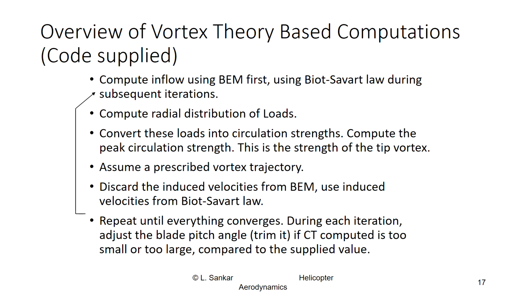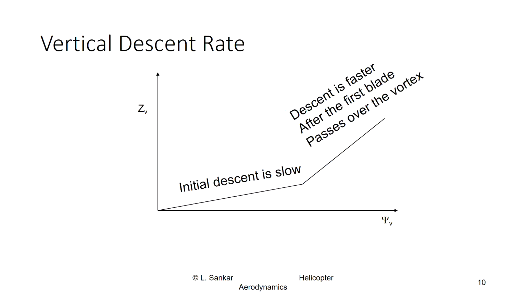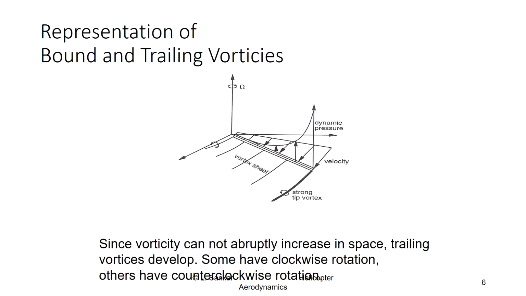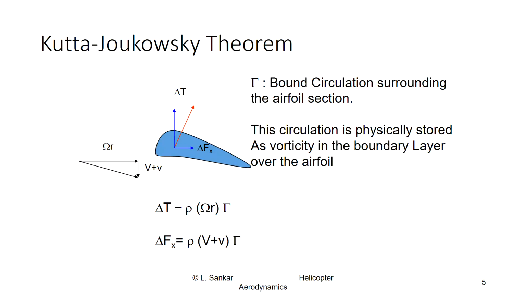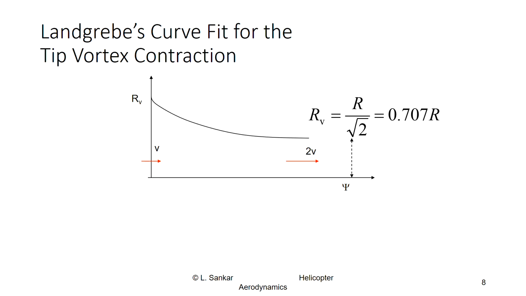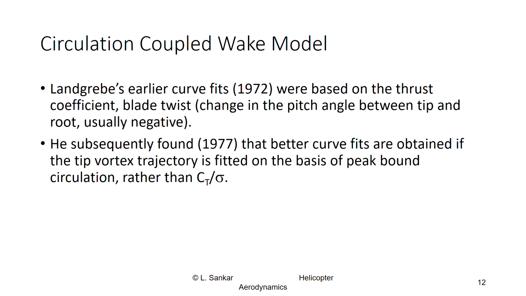So you compute the inflow first using blade element momentum theory. Compute the radial distribution of CL, CD. Then compute from the CL the lift value, which we called delta T, thrust, earlier. Once you know delta T, you solve for the circulation from root to tip. Find the peak value of the circulation, gamma. That's what you use in the Biot-Savart law that is given here.